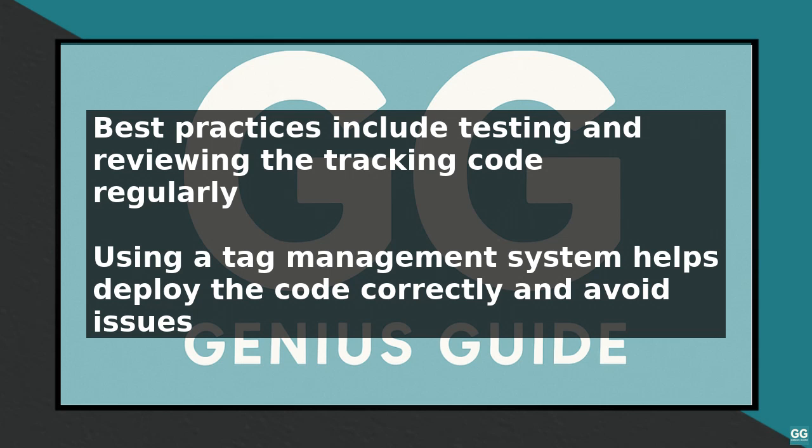Conclusion. Common issues with Google Analytics tracking code can lead to inaccurate data and missed insights. By understanding how the tracking code works, identifying common issues, and following best practices for implementation, website owners can ensure accurate and complete data in Google Analytics. Regularly reviewing and testing the tracking code is crucial to maintaining accurate data and getting the most out of Google Analytics.